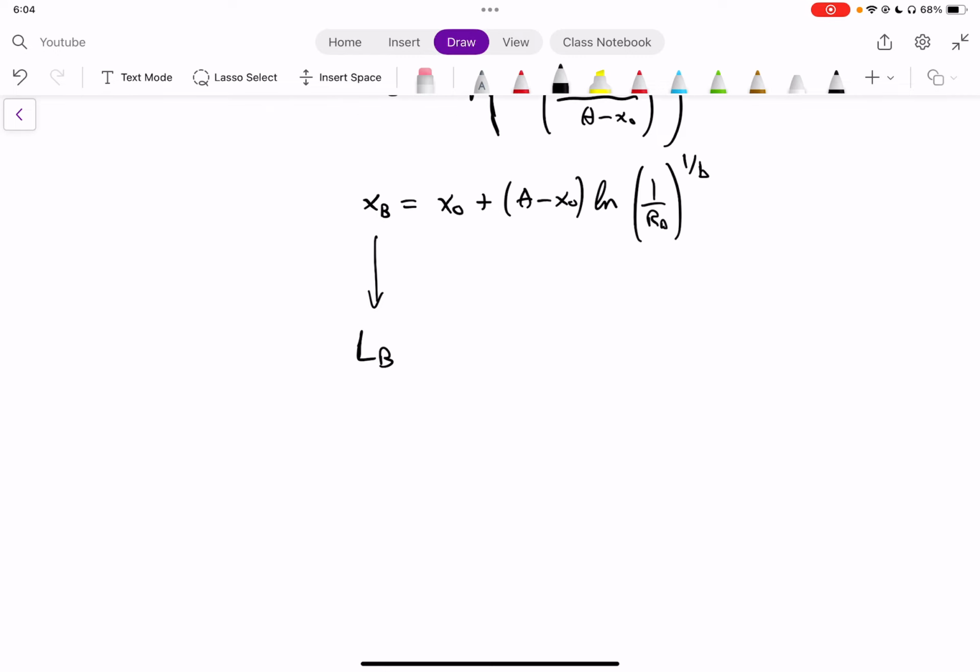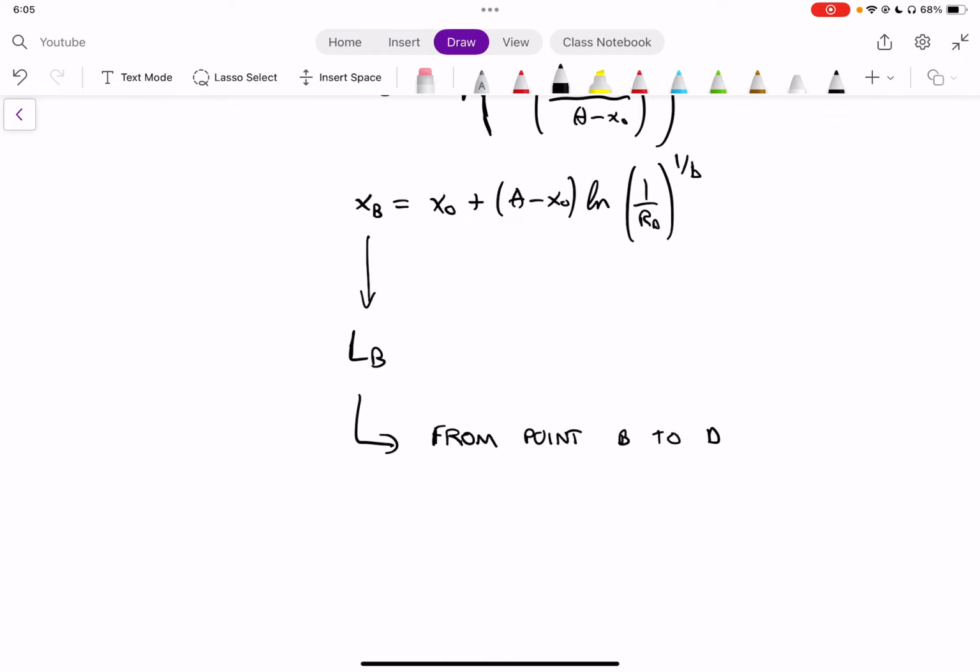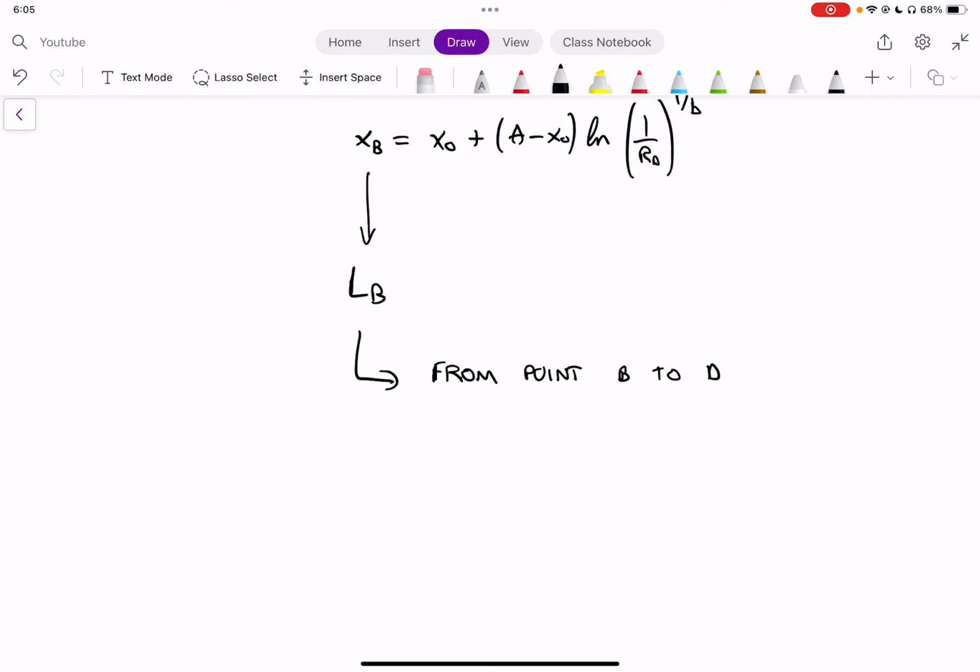Then, once we know our life at point B, what we're going to do on the graph to get from point B to point D is move along our line of constant reliability, which we've done in the previous lecture, or in the previous video as well. So on that line, we can say that FB LB to the 1 over A is equal to FD LD to the 1 over A, okay?